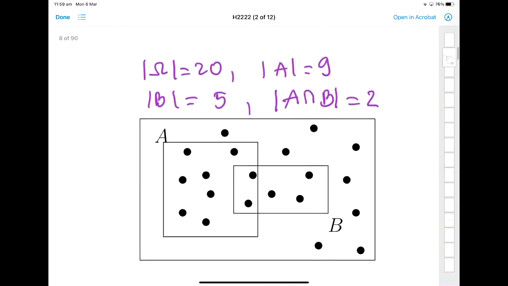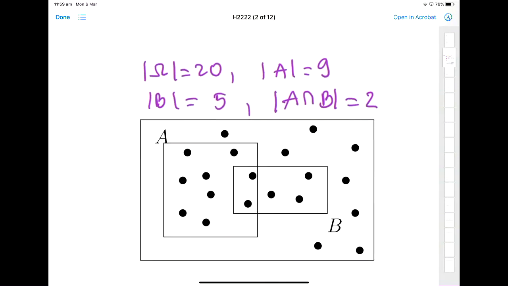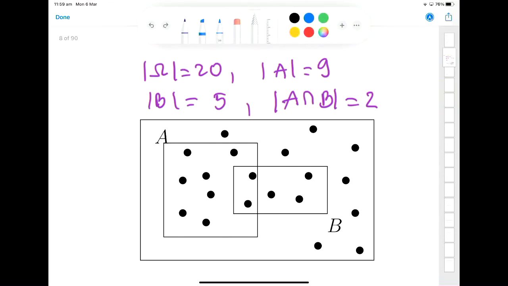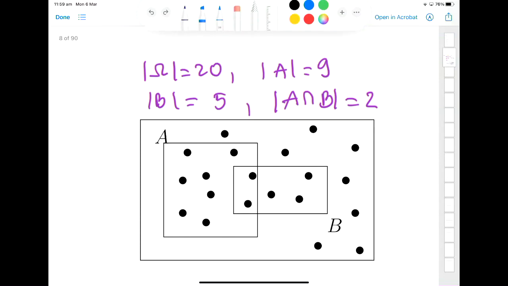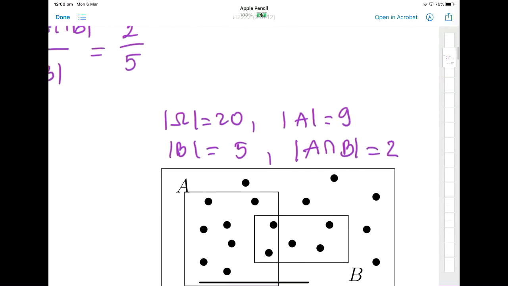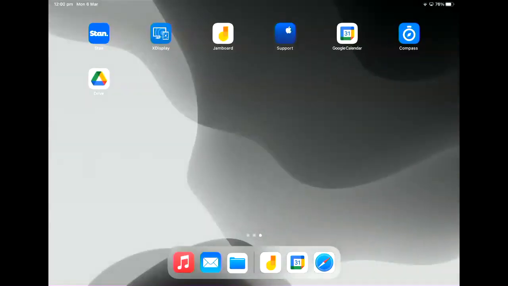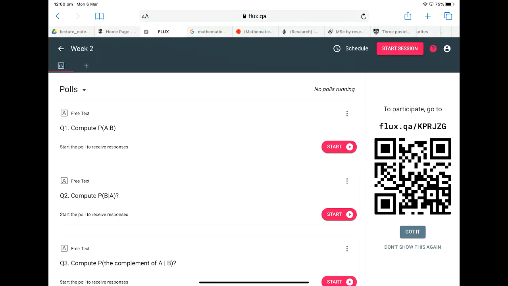So this is omega, the big rectangle. You have the set, the outcome A is here, and you have the outcome B. So I already computed the number of elements in omega, in A, in B, and in the intersection of A and B. So I have a first question for you.